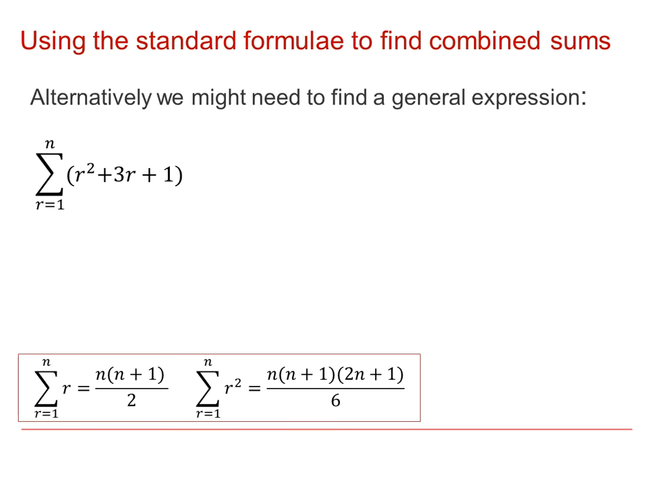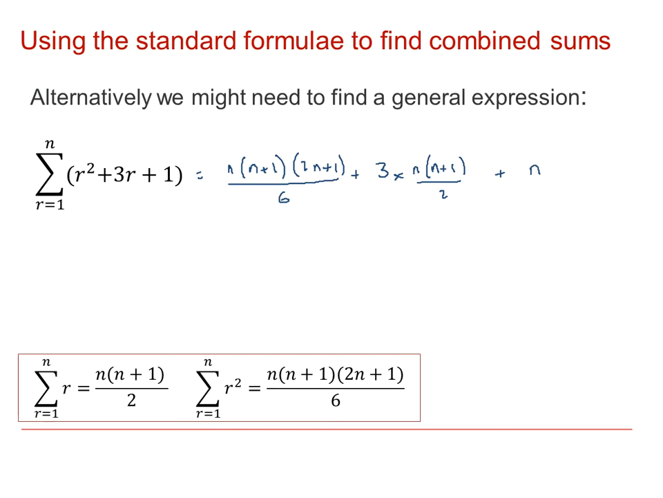Right, now this time, instead of having a number at the top of the summation, we're just left with n, so we're asked to find a general expression. So in other words, we just need to substitute the formulae that we have for sigma r squared. So this is n, n plus 1, 2n plus 1 over 6. Add to it 3 times the sigma r formula, so 3 multiplied by n, n plus 1 over 2, and then finally plus the sum of 1, which is n.